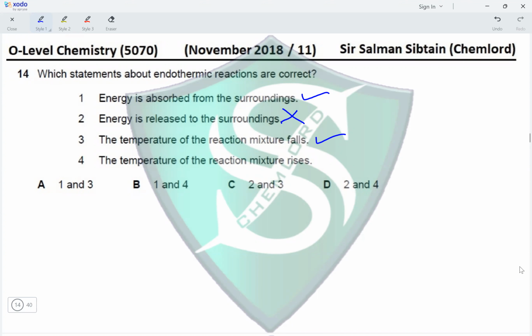Temperature of the reaction mixture rises. This is what happens in an exothermic reaction. Energy is given off, so temperature rises. Since statements 1 and 3 are correct, option A is the correct option for this question.